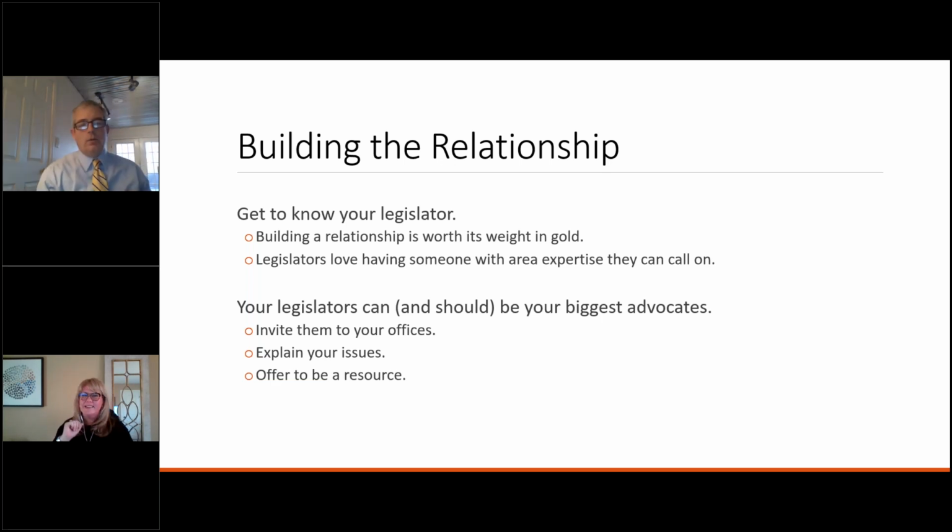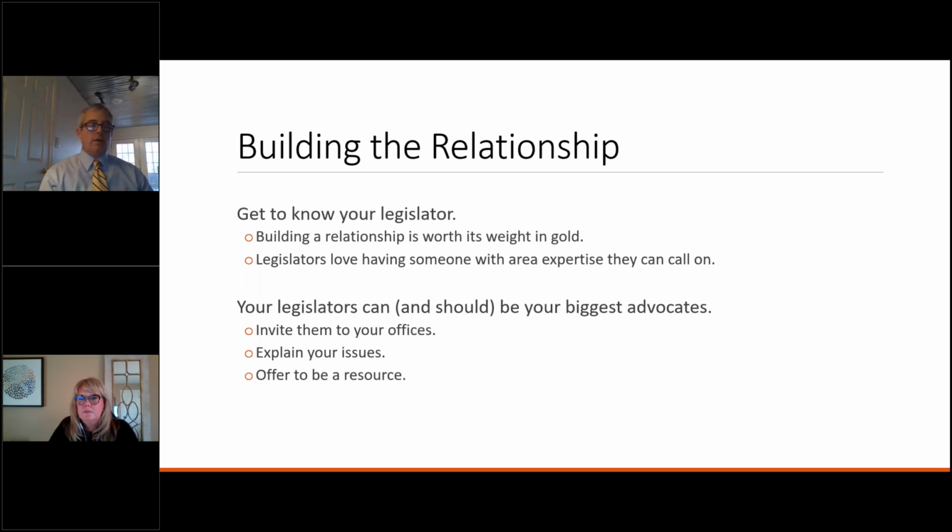Okay, great. So, Katherine talked about getting to know your legislator, right? That's really important for political capital. It's really important for trust. Does the legislator know who you are? Like you said, they all know me, but they don't know all of you. So building a relationship is worth its weight in gold. Legislators love having people with expertise that they can call on to run ideas by.